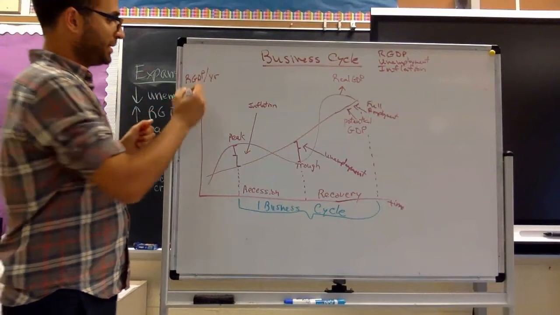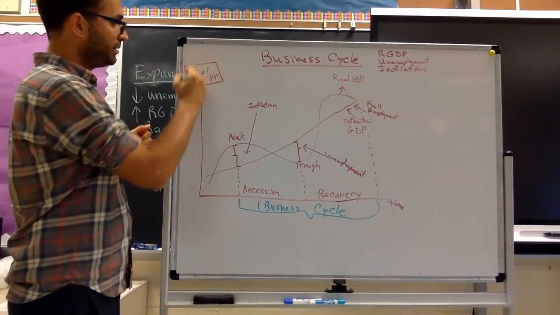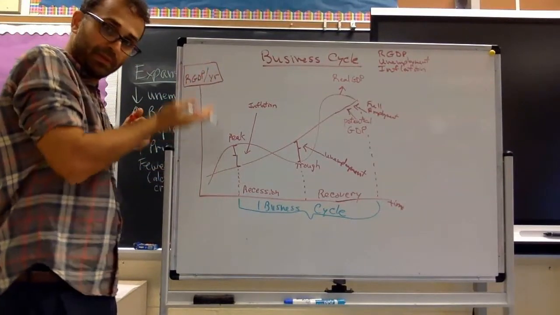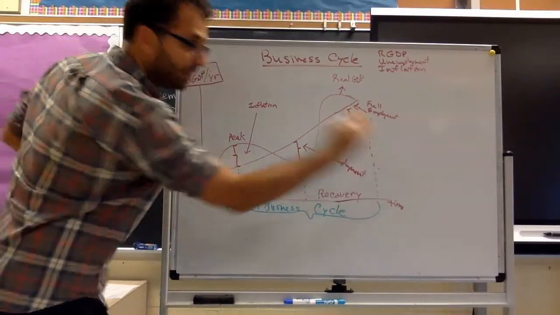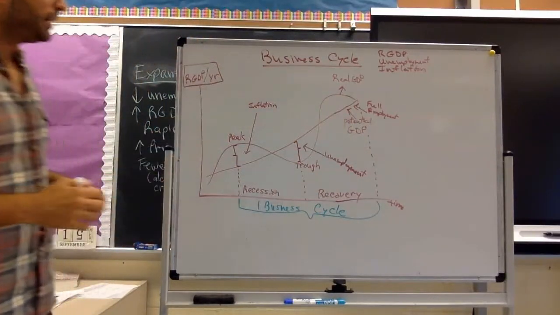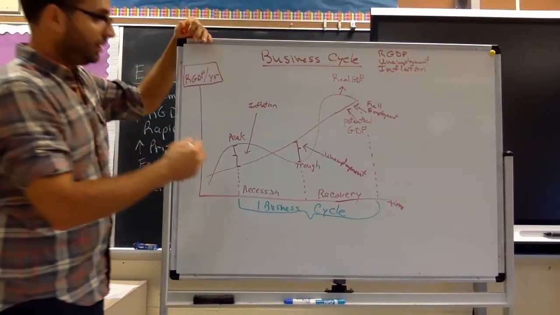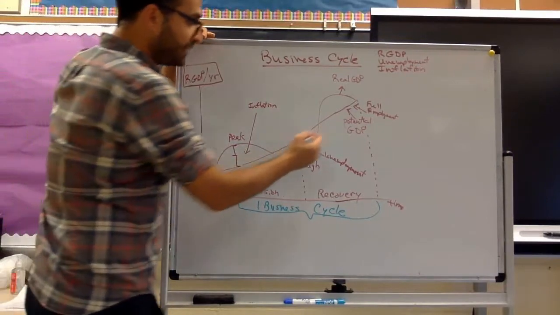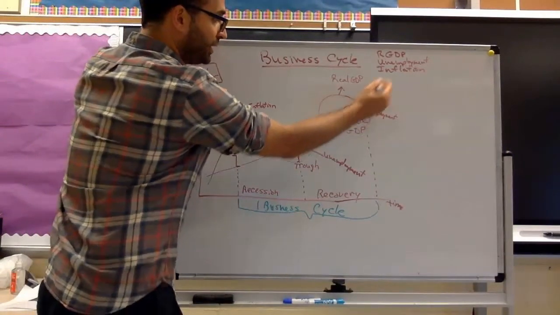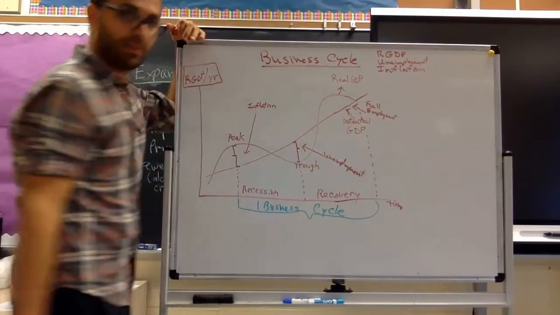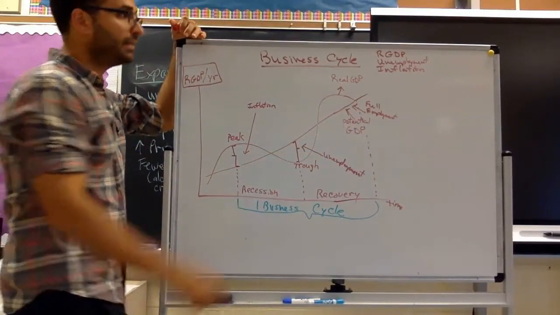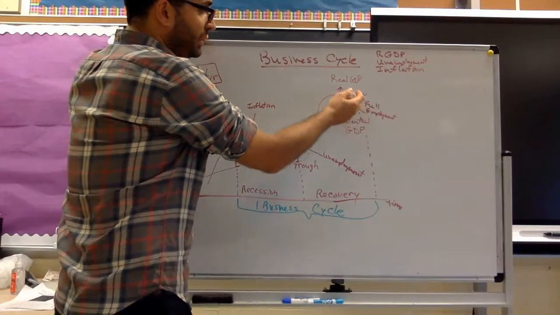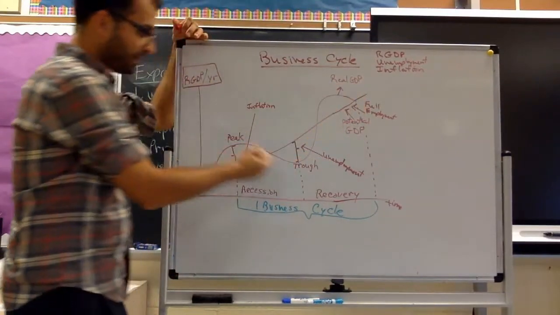On the y-axis we have real GDP per year. This is real GDP. As it goes up, GDP is increasing. And this is time, so over time, years. Okay. So the straight line is the potential GDP. Potential GDP, that's where we could be as a society. The real GDP is the wavy line.